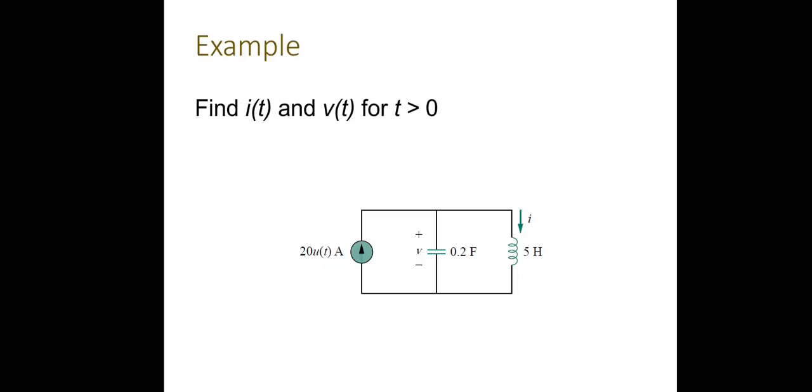Now this is a good example for the LC circuit. Find i(t) and v(t) for t greater than 0. This is an example, covering the concepts of the series RLC circuit, parallel RLC circuit, and the steady state response of the RLC circuits.